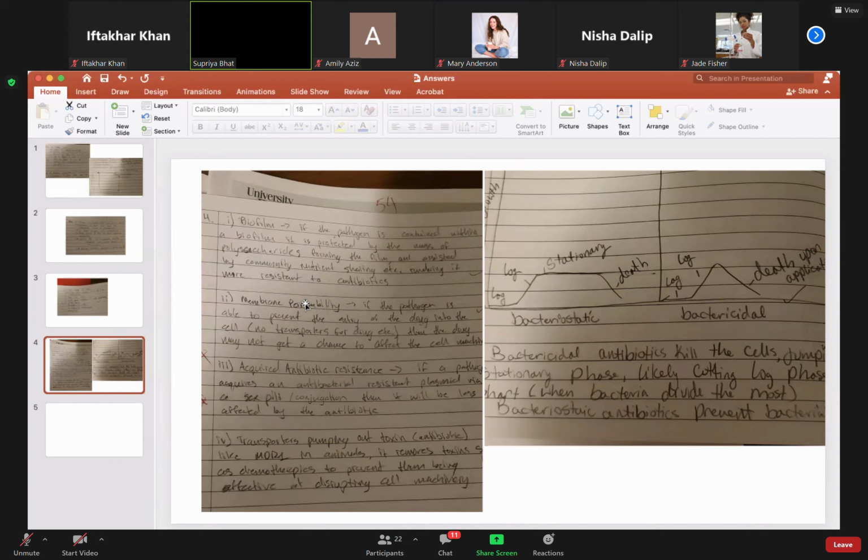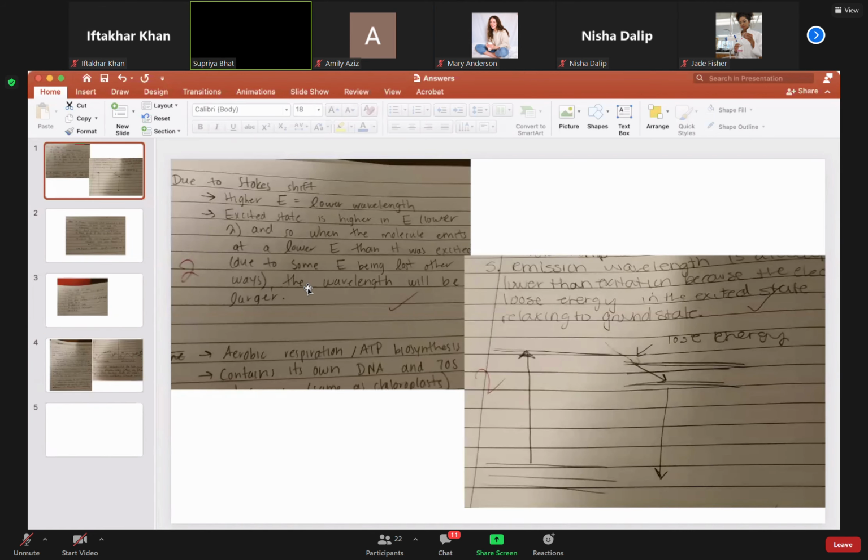Why is emission wavelength always higher than excitation wavelength? I talked about Stokes shift in the class. We went through the Jablonski diagram. You should have been able to answer. The one on the left here is the most precise answer. Basically, Stokes shift is the answer. But if you didn't mention Stokes shift, that's okay.